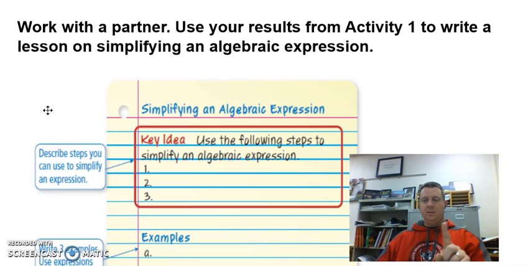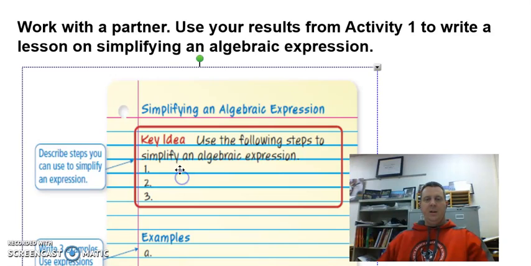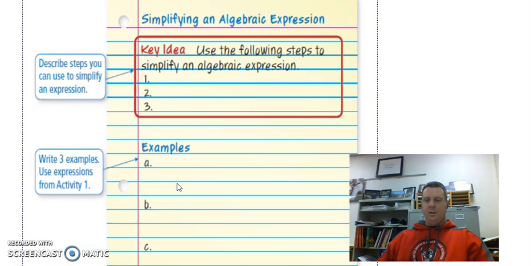If I have 1x and another 1x, I can combine them to make 2 x's. Similarly, if I have 3 x's plus another 2 x's, I'm going to have a total of 5 x's. So we still need to follow our steps as far as order of operations is concerned. And then as we continue, you're going to take a look at this.